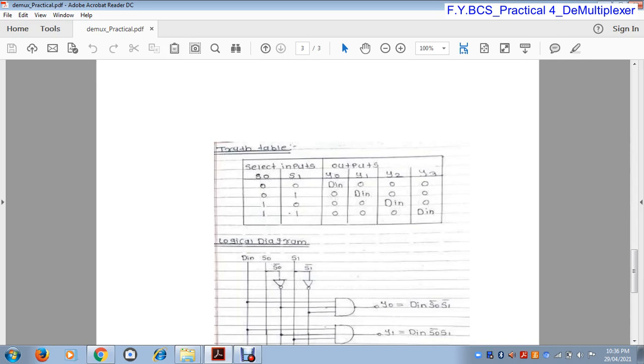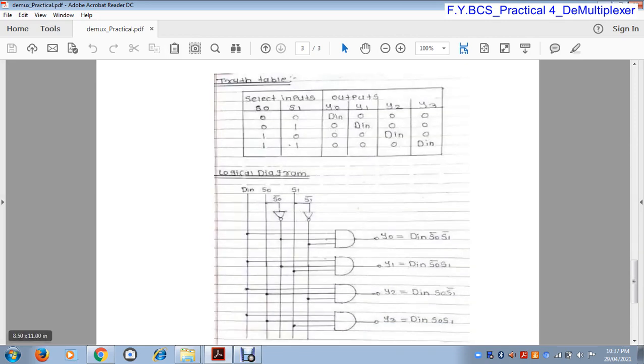Once again I repeat: for Y0 the equation is S0 bar S1 bar D in. For Y1 the equation is S0 bar S1 D in. For Y2 the equation is S0 S1 bar D in. And for Y3 the equation is S0 S1 D in. So by using this truth table and these logical equations, we can design our demultiplexer.